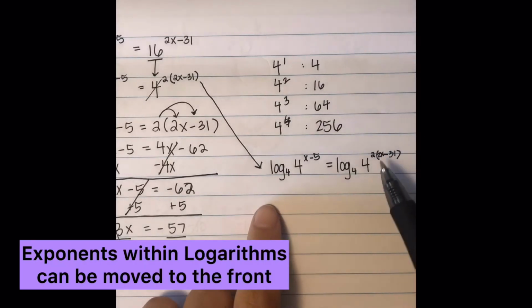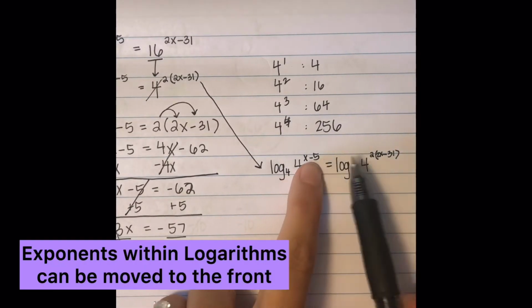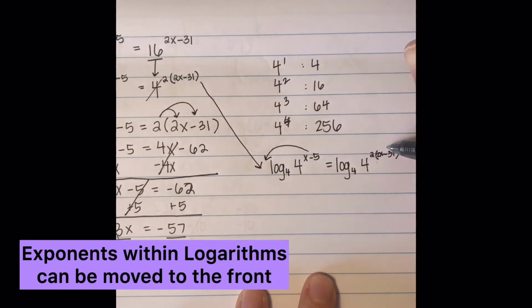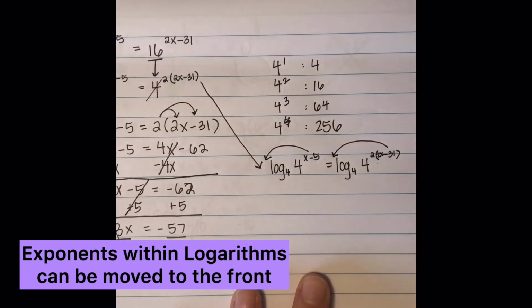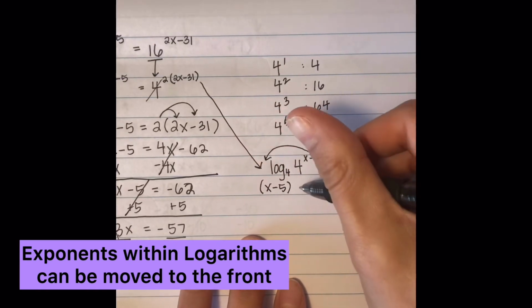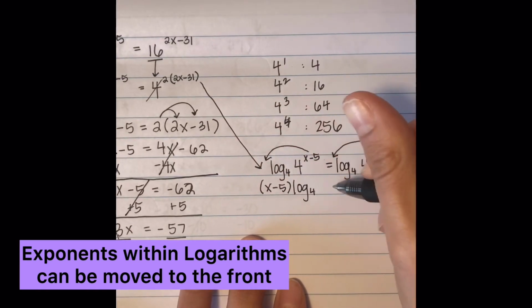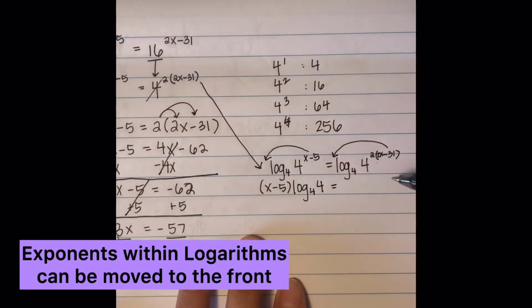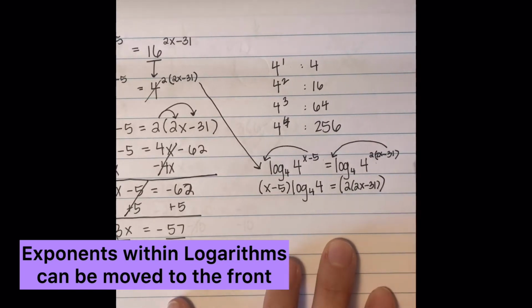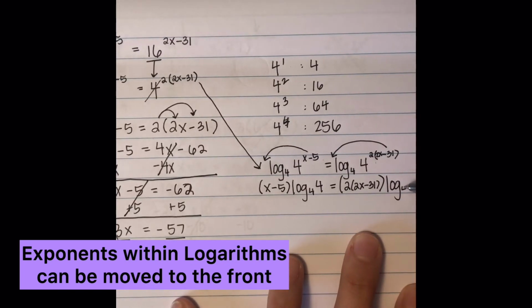Okay, a property of logs that we'll get to later is that the exponents can come to the front. So we're going to take the exponent to the front, exponent to the front. So what that would look like is x minus 5 log base 4 to the 4 and 2 times 2x minus 31. You can go ahead and distribute this if you want to. Log base 4 to the 4.